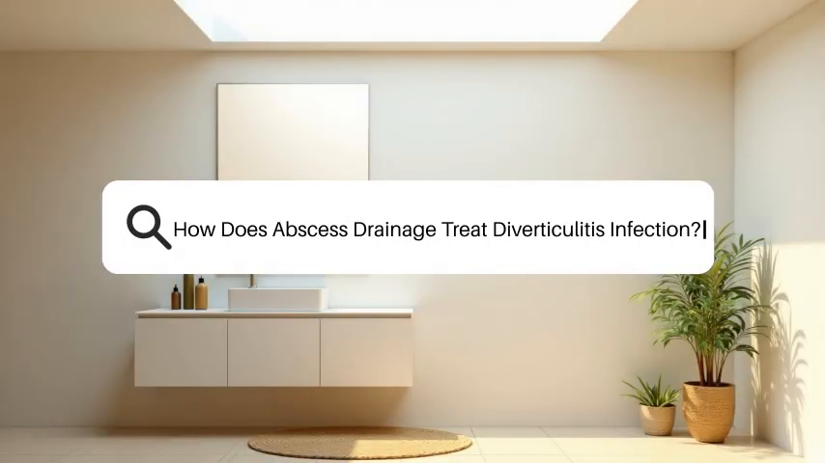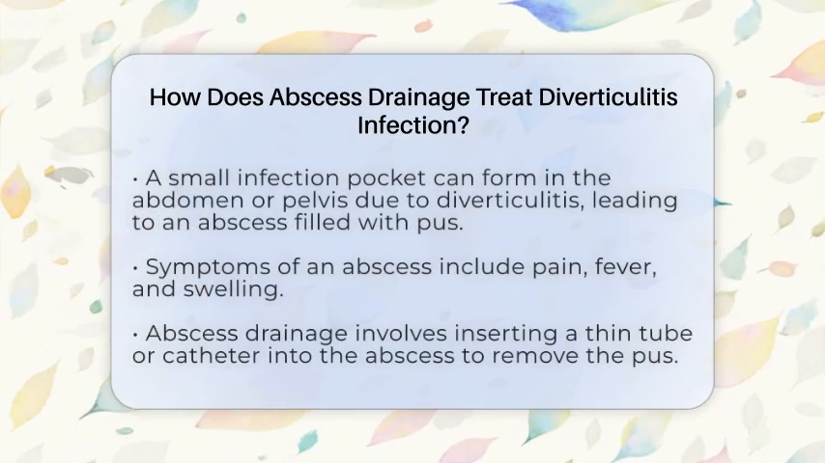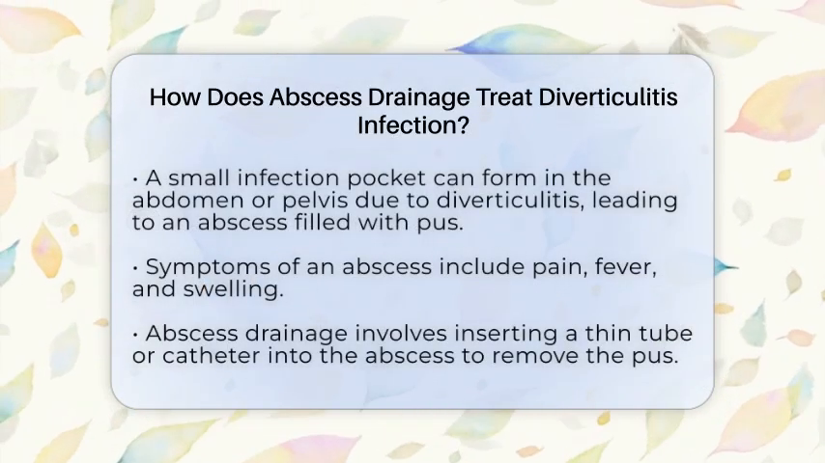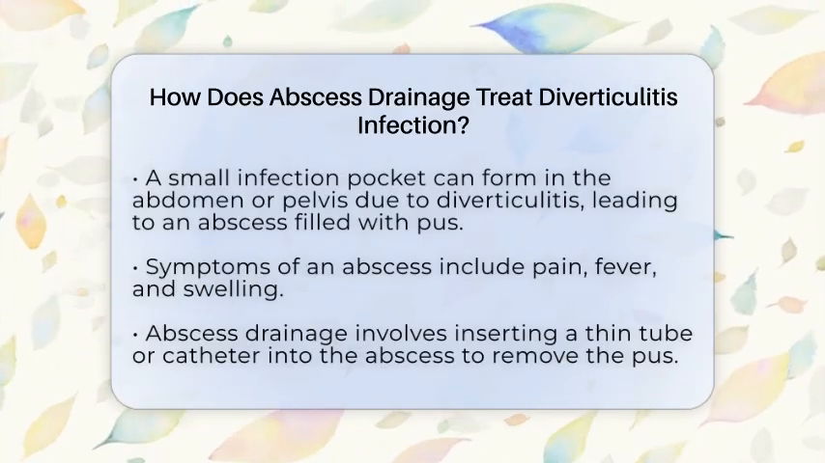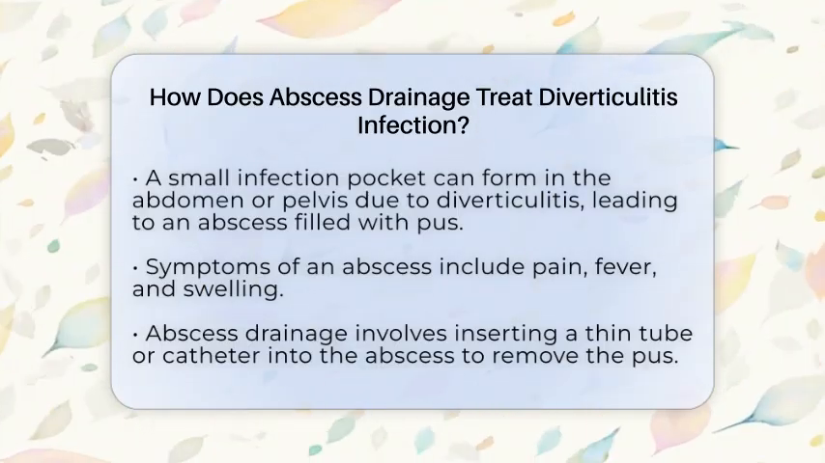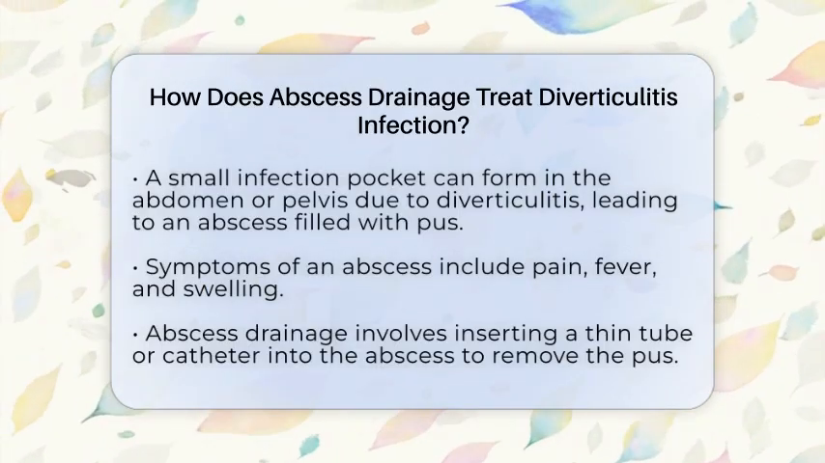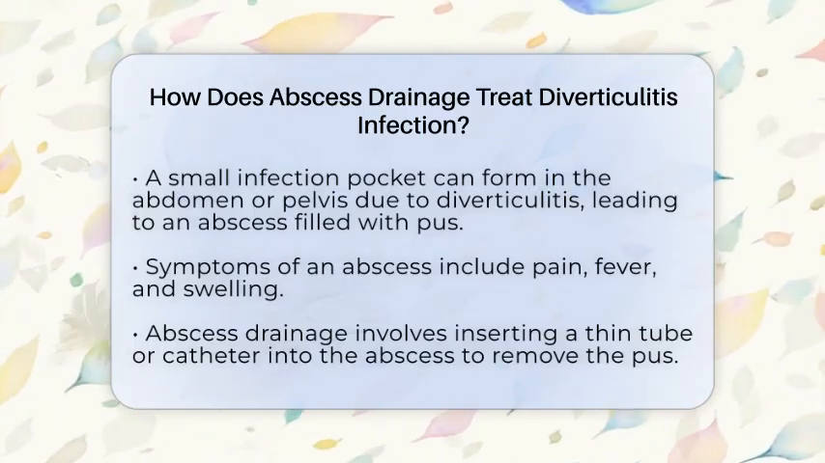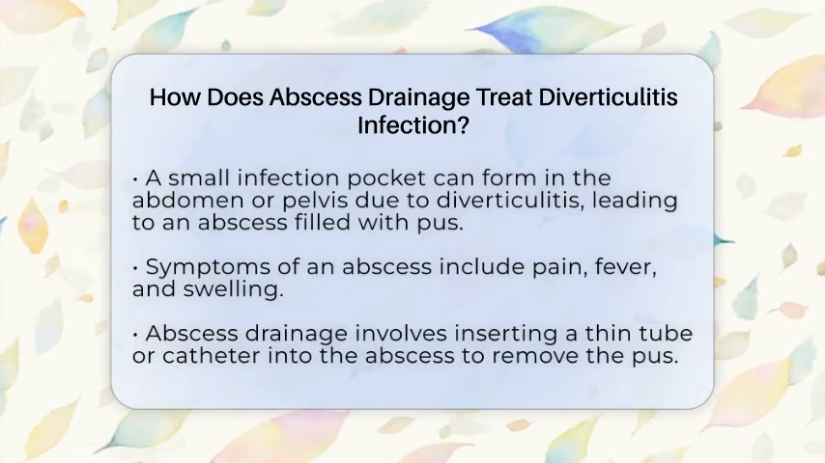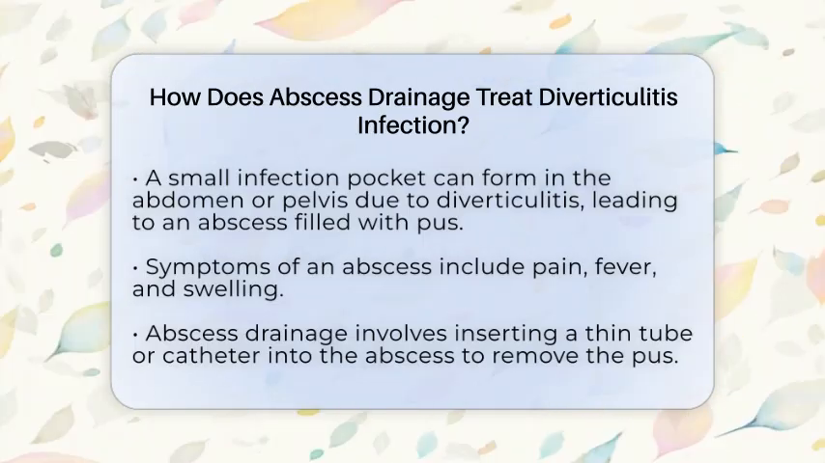How does abscess drainage treat diverticulitis infection? Imagine a small pocket of infection forming in your abdomen or pelvis because of diverticulitis. When this pocket fills with pus, it creates an abscess that can cause pain, fever, and swelling. To treat this, doctors often perform a procedure called abscess drainage.